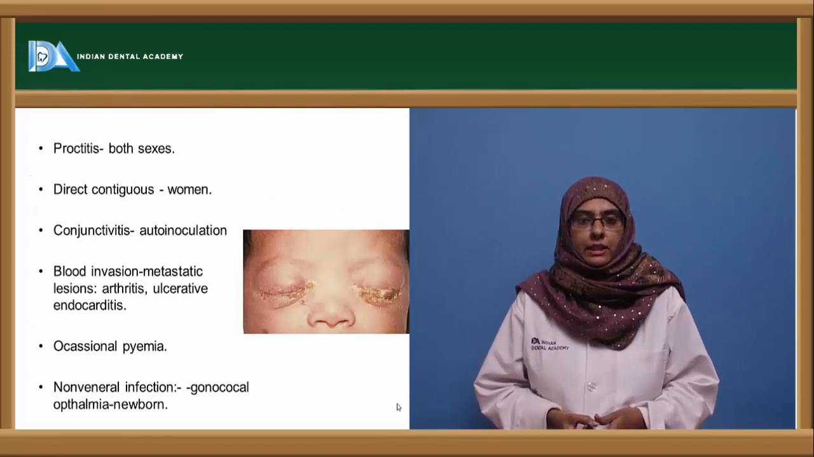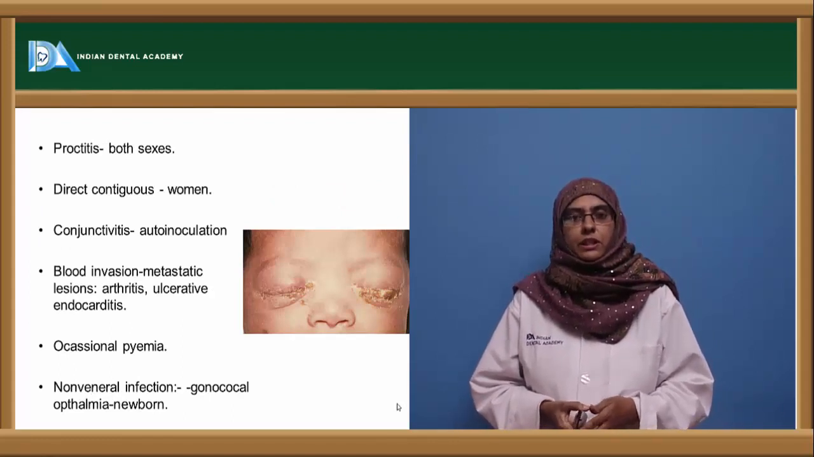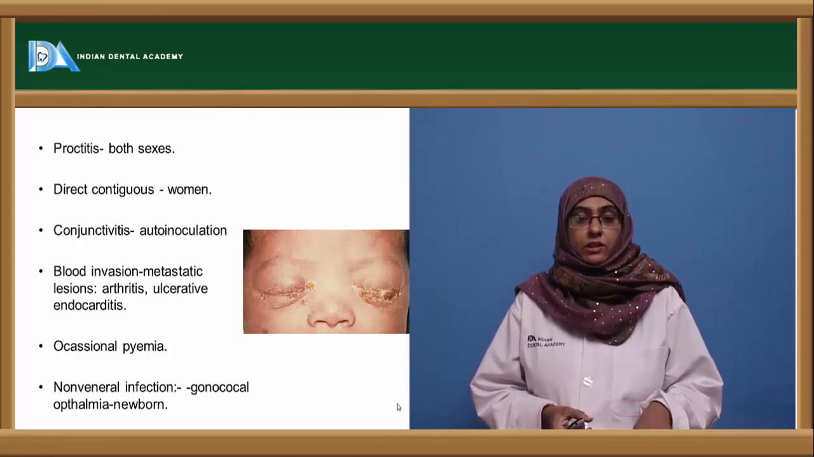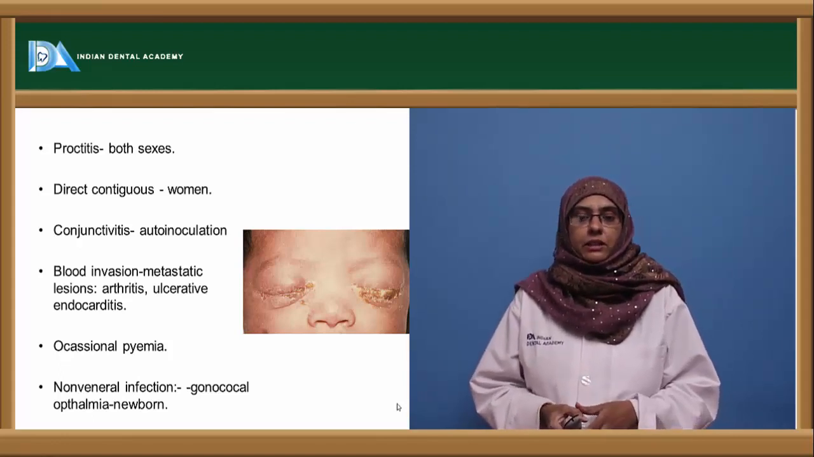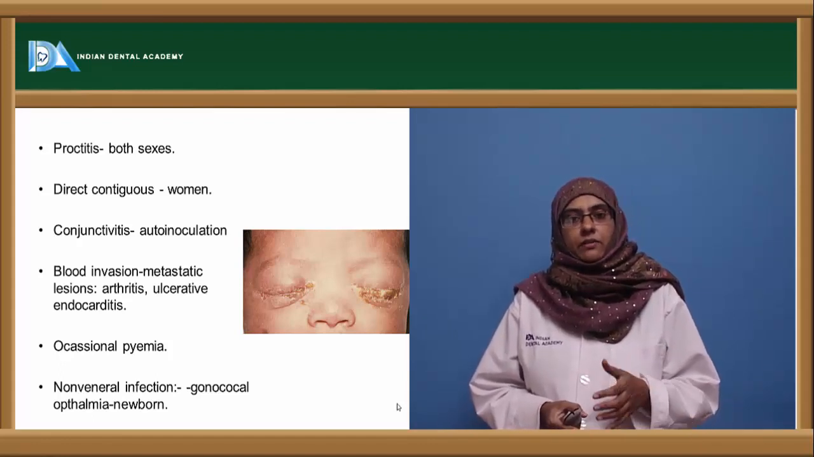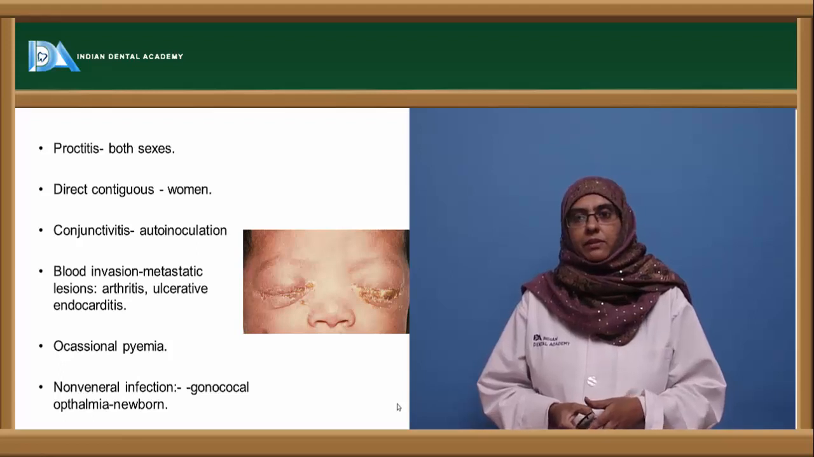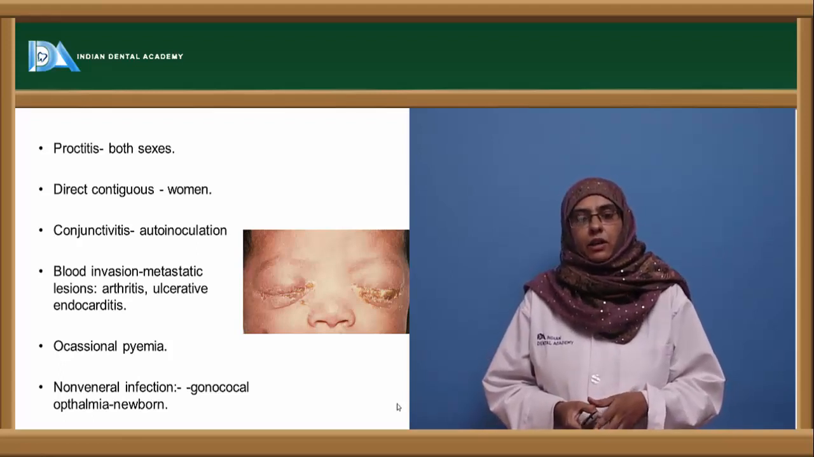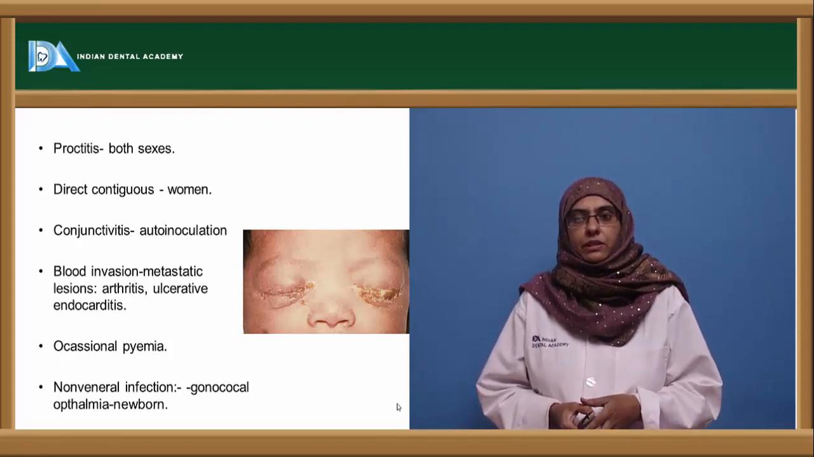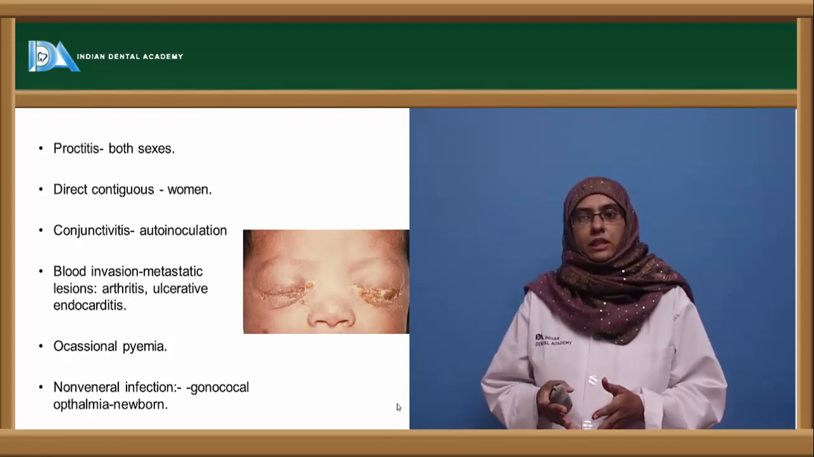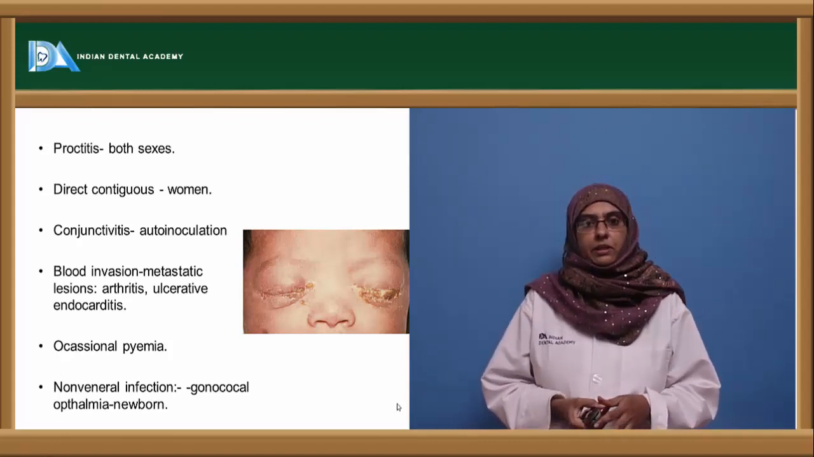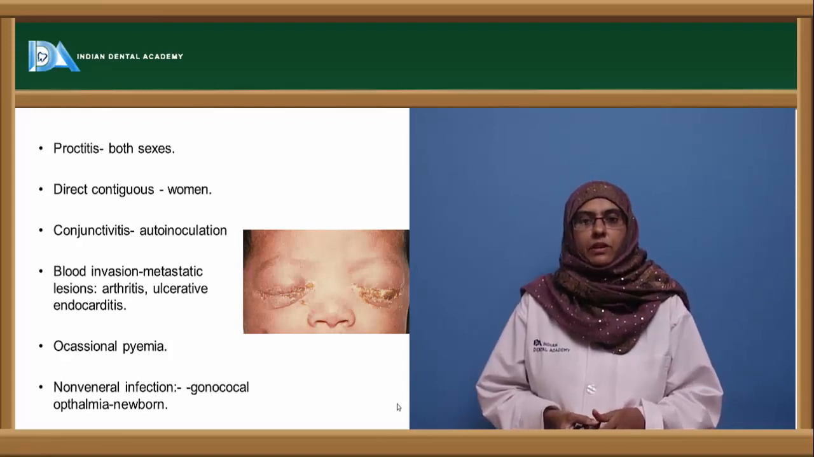Proctitis, that is an inflammatory response in the rectum or the anus, can be seen in both sexes, and direct contagious spread is via the woman. Sometimes conjunctivitis can also take place due to auto-inoculation with the patient's finger by himself or herself. The organism can enter the blood, leading to bacteremia from the primary site of infection, leading to arthritis, ulcerative endocarditis, etc. Sometimes it can also cause pyemia, that is, pus formation can be seen in different organs.